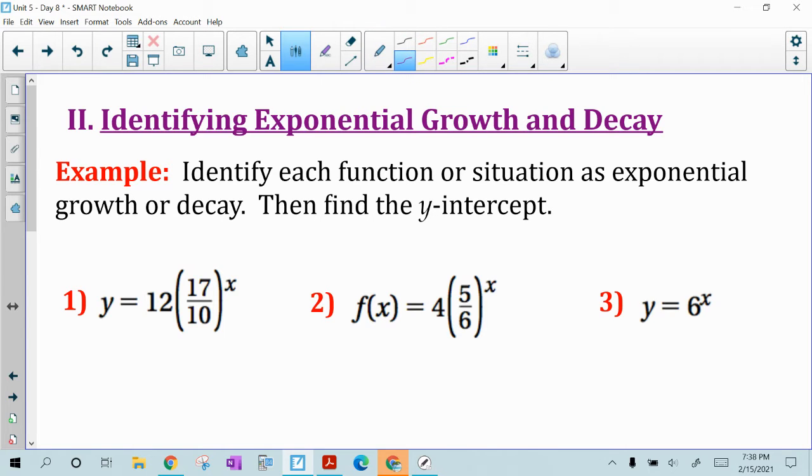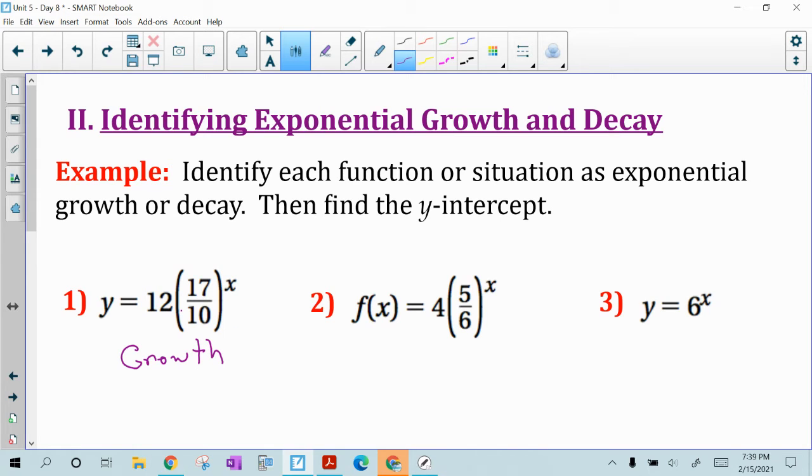I need to look at my b value. In this case, my b value is clearly going to be bigger than 1, because if it was just 1, it would be 10 tenths. This is 17 tenths, so I'm going to say it's exponential growth.